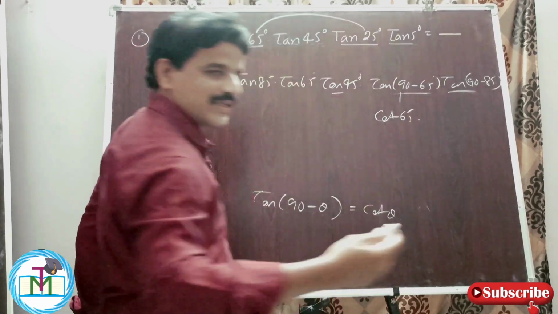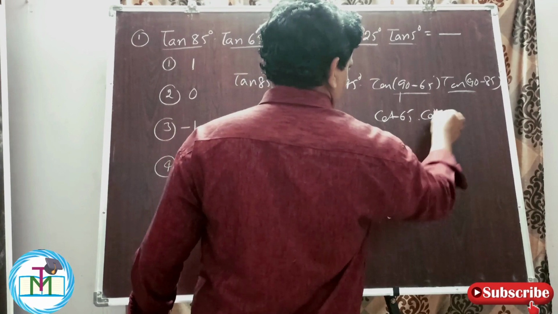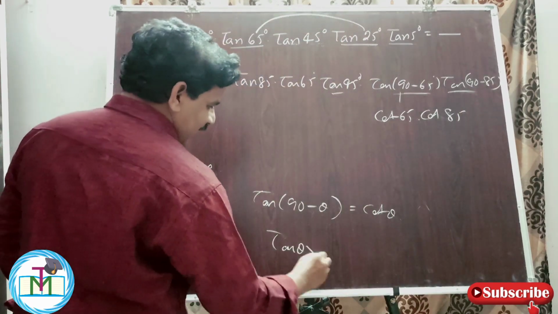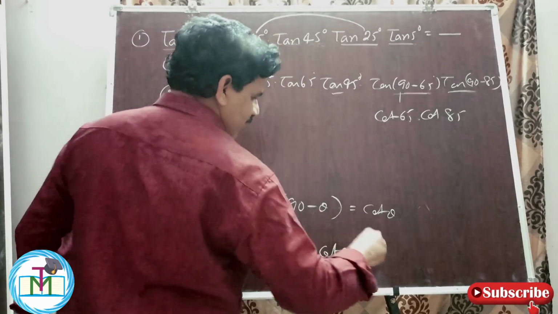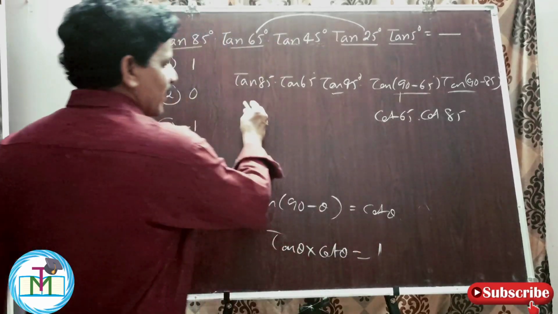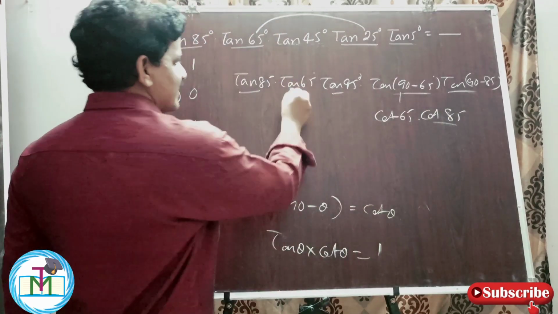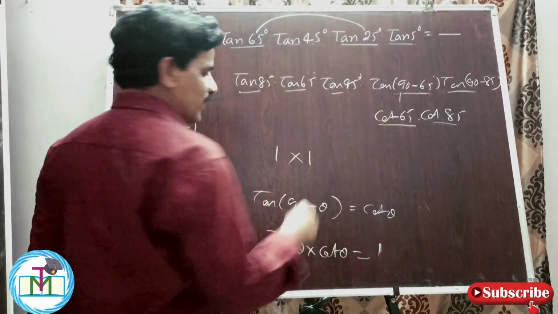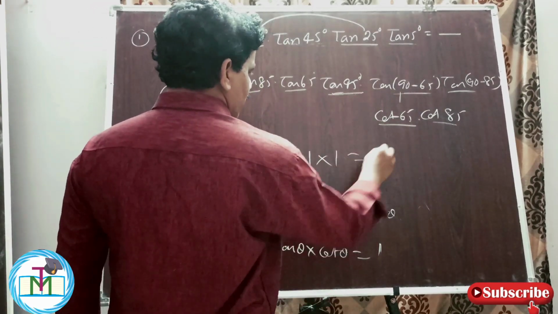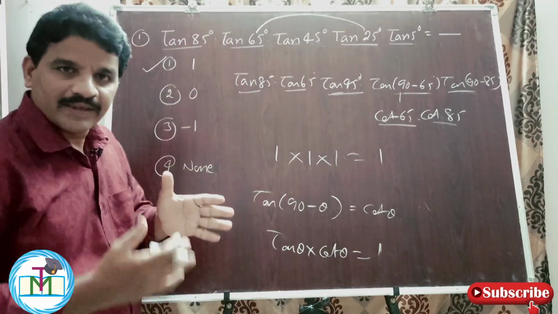Similarly tan of 90 minus 85 is cot 85. Now one more formula: tan theta into cot theta is equal to 1. So tan 85 into cot 85 is equal to 1, into tan 65 into cot 65 which is 1, into tan 45 which is 1. So 1 into 1 into 1 is 1. Option 1 is the right answer.